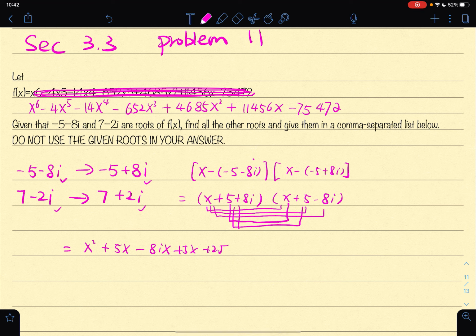Let's try to divide the whole function, x to the 6th, by x squared minus 14x plus 53. In order to cancel the leading term, you must have x to the 4th multiplied by that, which is x to the 6th minus 14x to the 5th plus 53x to the 4th. If you find the difference of those two terms, this gives you 0, positive 10x to the 5th, negative 67x to the 4th, minus 652x cubed.